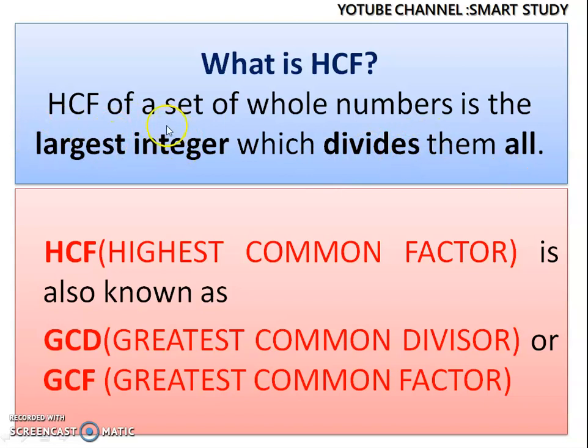So whenever we take out the prime factorization or whenever any method we follow to find out HCF, we will get a largest integer. So that largest integer should be divisible with these whole numbers.